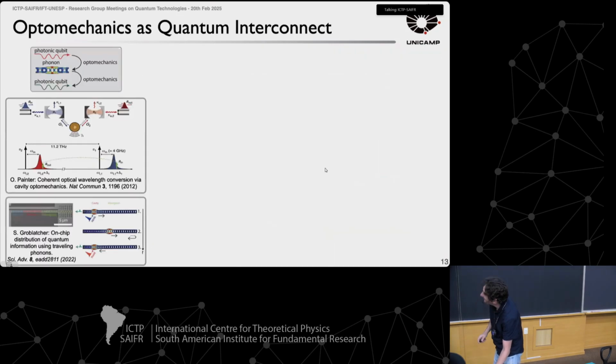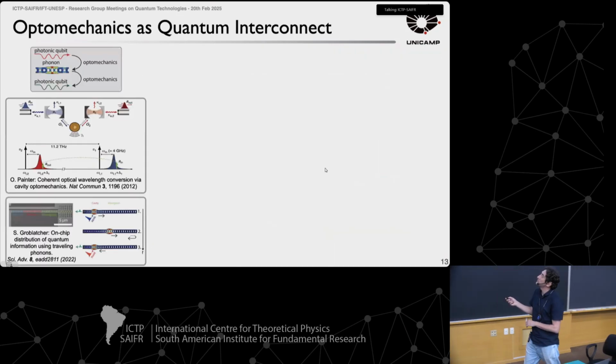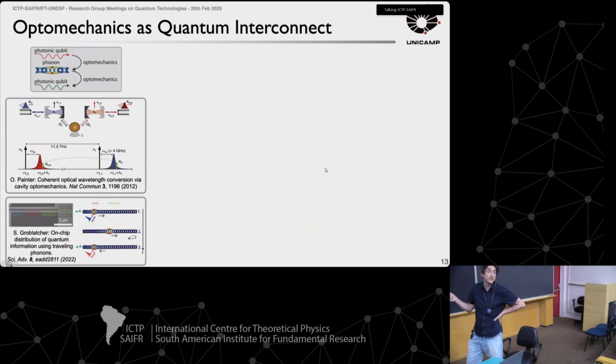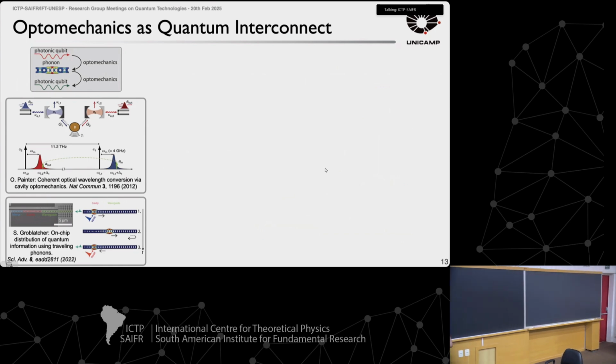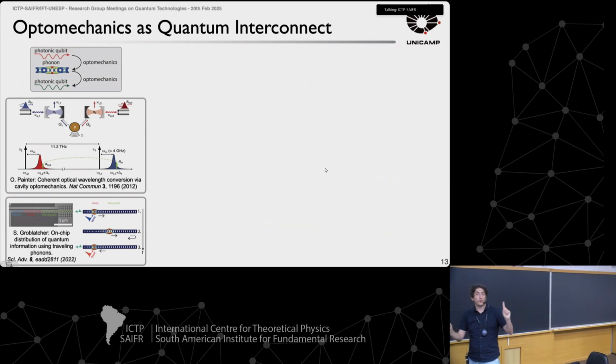And I just want to try to convince you that you can have this optomechanical device be a quantum interconnect. First, you can connect photons to photons through the phonon. So what you do here is drive a phonon, and this phonon talks to another cavity, another frequency, which then talks to a photon. So you can transfer information from a photon to a photon via a phonon.